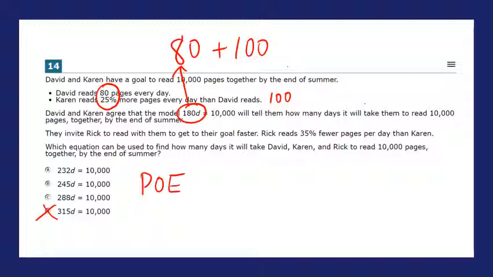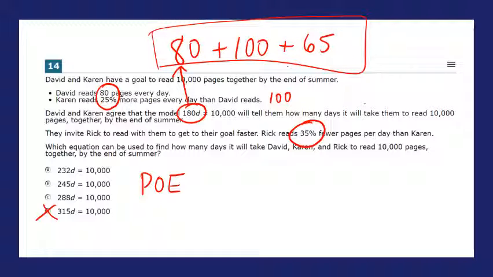Now, since Rick reads 35% fewer than Karen, and Karen reads 100 pages per day, 35% fewer than that, luckily 100 is an easy number to take a percentage of, I would subtract 35 from it, and that would give me a grand total of 65 pages that Rick is able to read. So in total, if I were to try and figure out how much they read altogether, it comes down to one very simple addition problem here. Adding those all together tells me that they read 245 pages a day, which would mean B is my correct answer here.